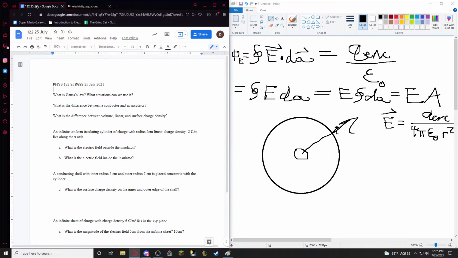And then conductor, electric field is 0. The charges move around so that the electric field is 0. And then, what's the difference between volume, linear, and surface charge density?